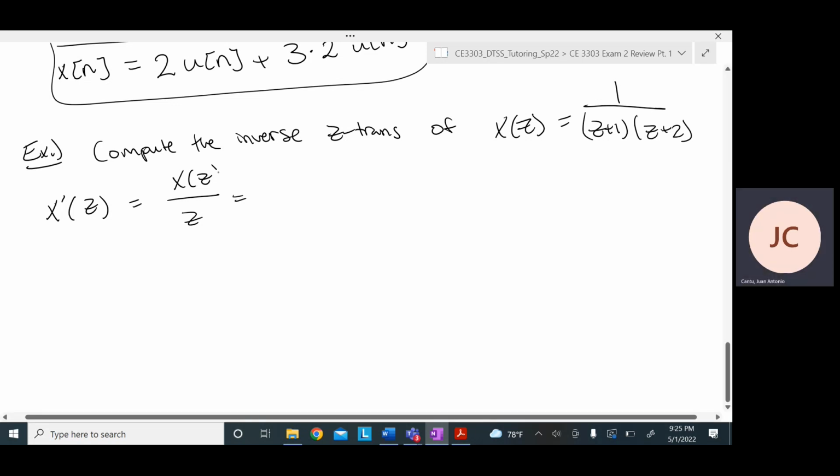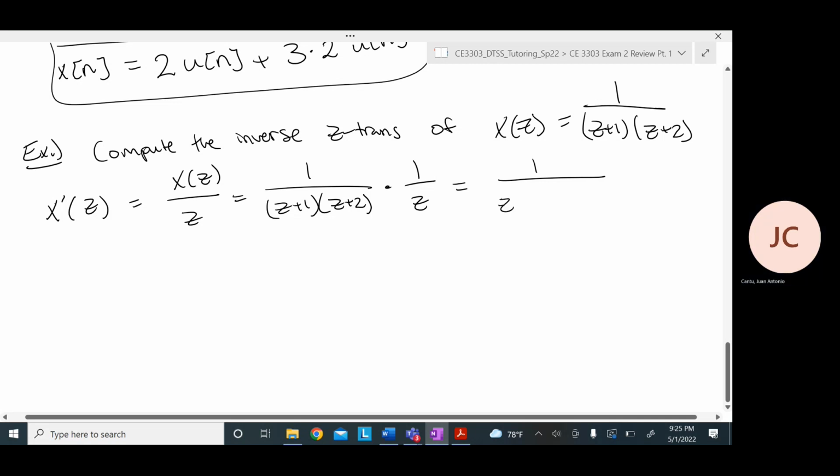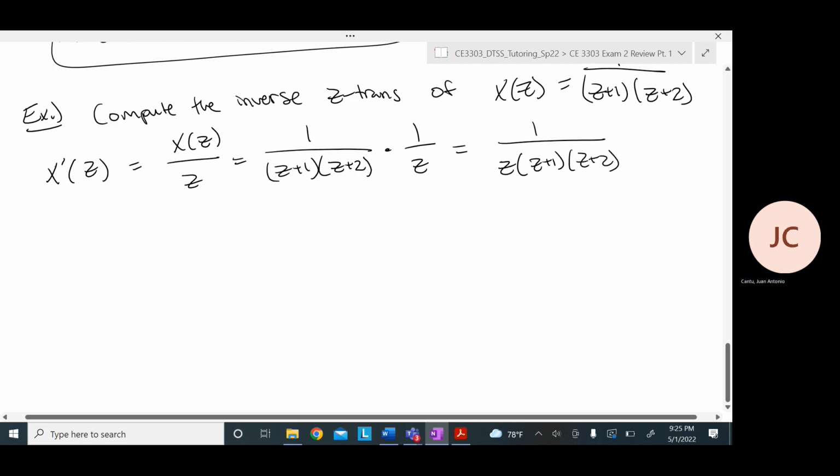Okay. So our x of z over z, same thing. We have x of z, which is 1 over z plus 1 times z plus 2. We divide it by z, which is the same thing as multiplying by 1 over z. We get 1 over z times z plus 1 times z plus 2.